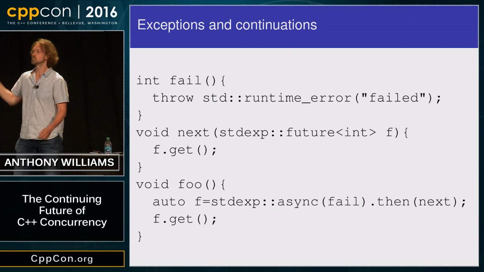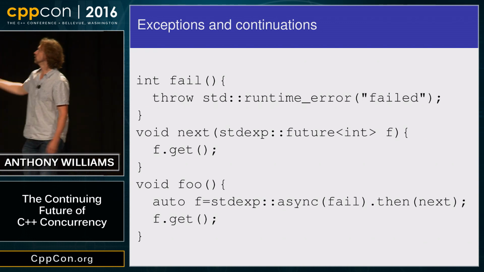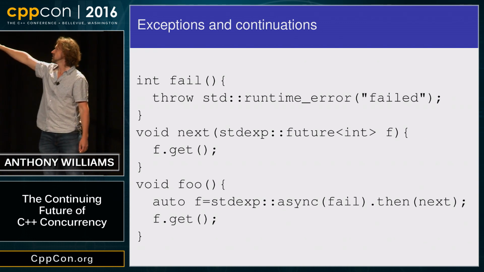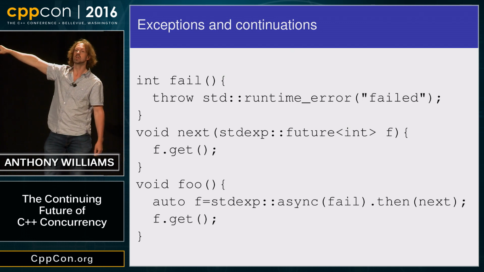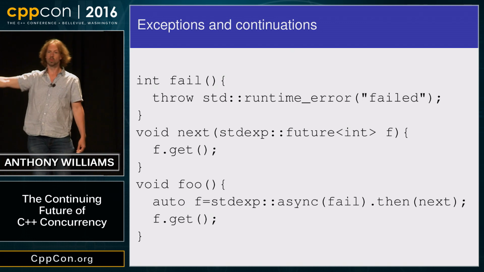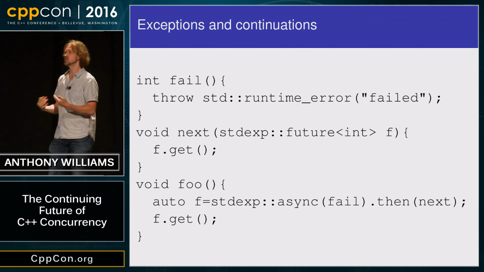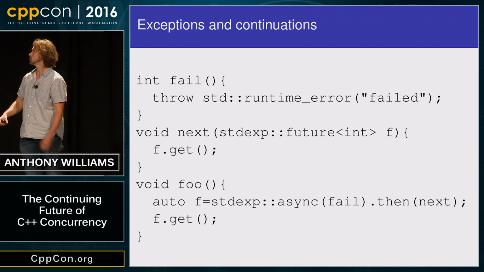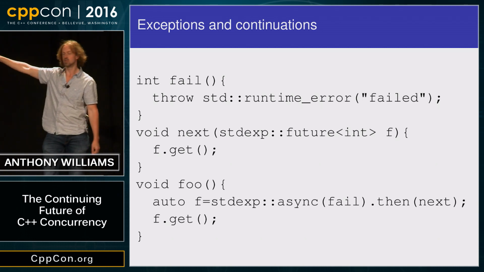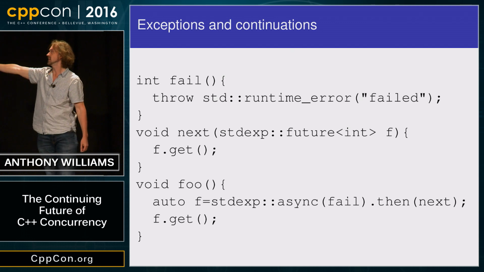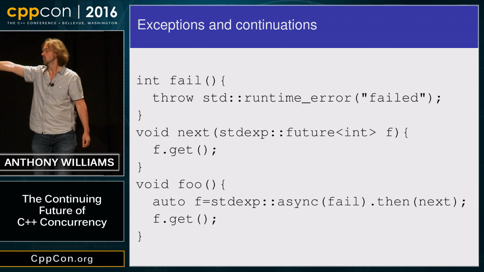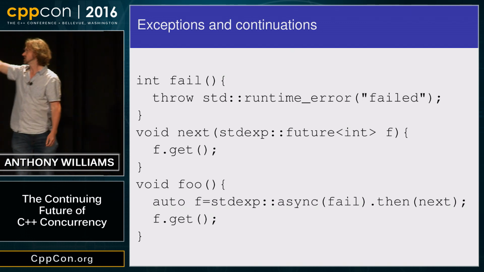Continuations also allow you to process exceptions. So if your first function throws, then that gets stored in the future like it normally would, and this is stored in the future that is passed to the continuation. So we have standard experimental async of fail. Fail is going to throw a runtime error. We then chain on the continuation next.